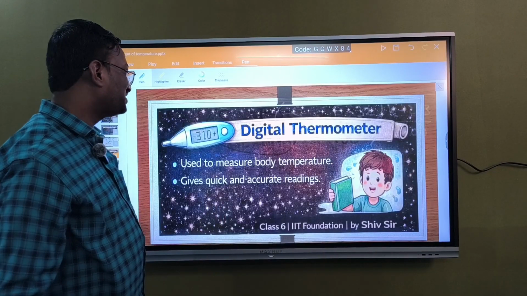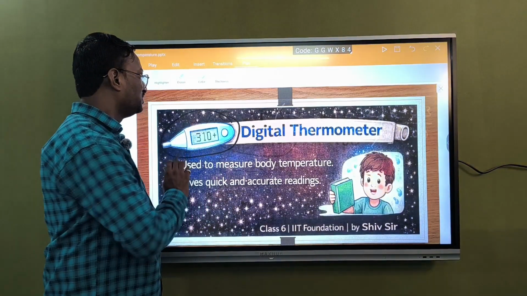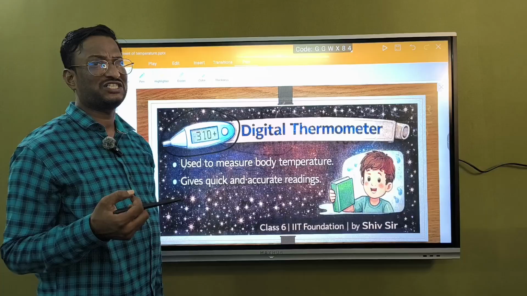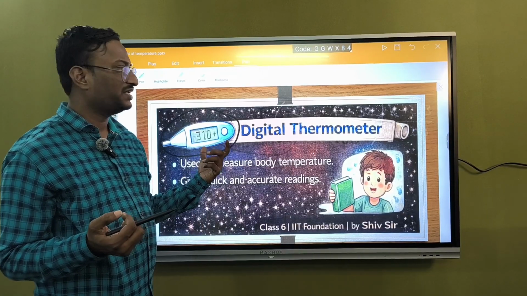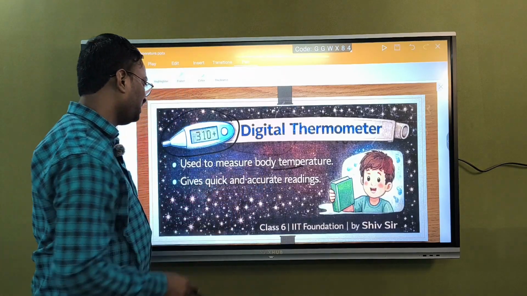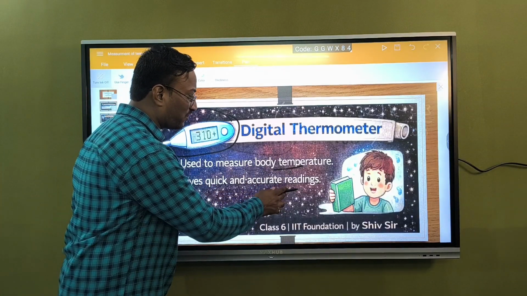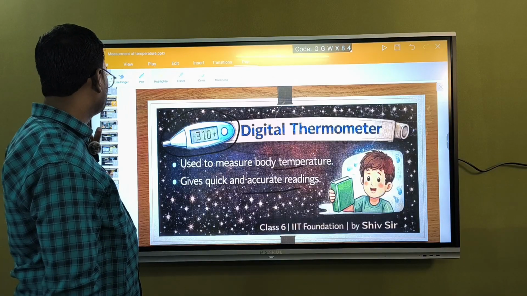So, what is a digital thermometer? It is an instrument. Just by keeping it in touch with a hot body or cold body, it gives the reading directly. That is called a digital thermometer. It is generally used to measure the body temperature. It gives quick and accurate readings, and the readings are given very fast.